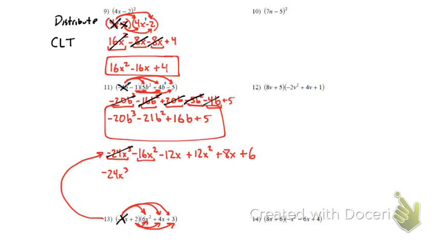I'm looking for x squareds, and I have one there. So now I just got to add and subtract these depending on signs. So we have negative 16, positive 12. The negatives are going to win, and they're going to win by 4. So it's going to be negative 4x to the second. Remember, you keep the same exponent when you're adding and subtracting. Gone.